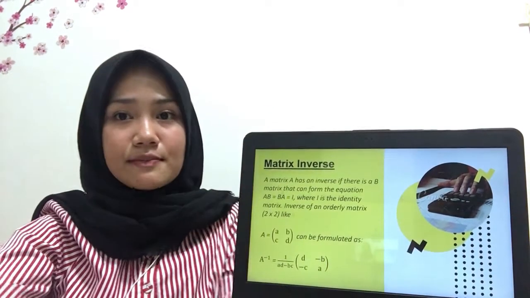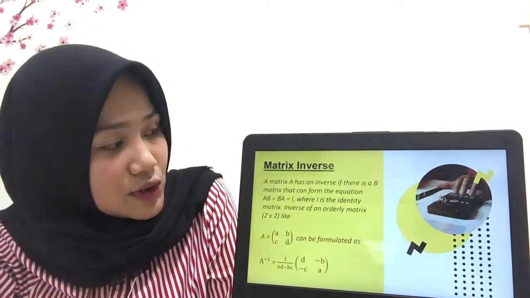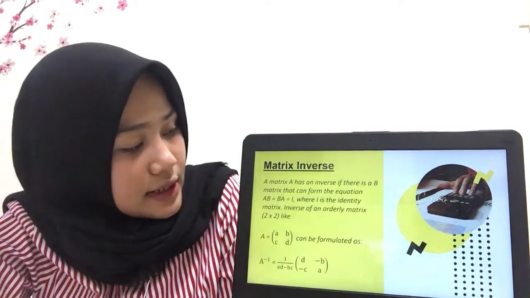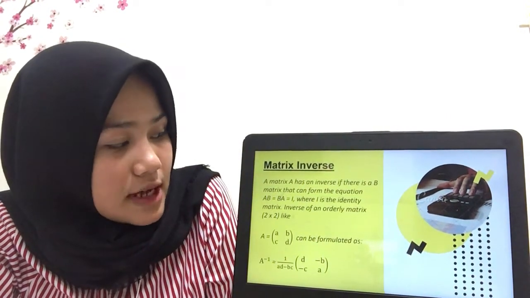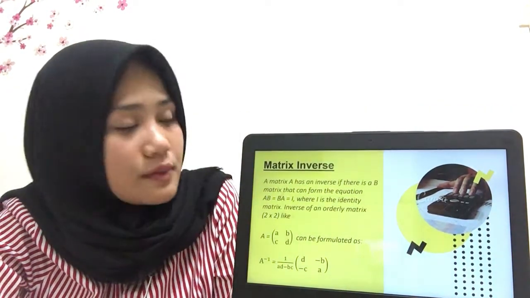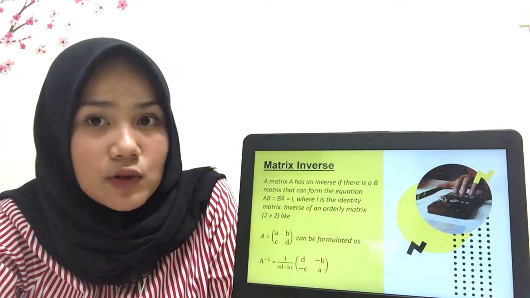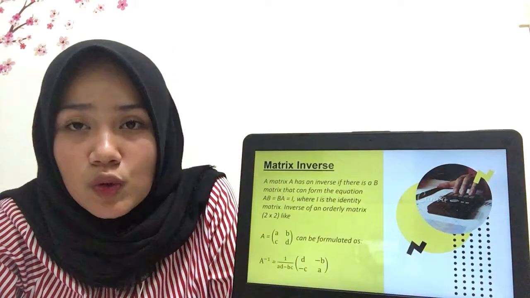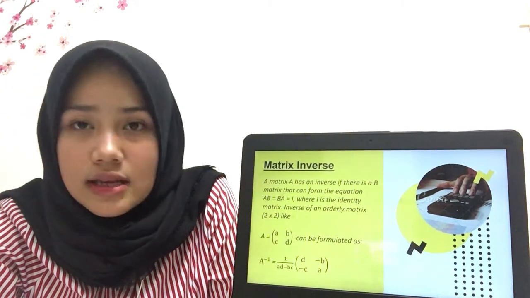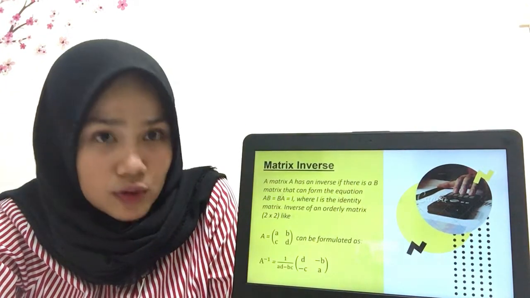Next, there is the matrix inverse. A matrix A has an inverse if there is a matrix B that satisfies the equation matrix A multiplied by matrix B is equal to matrix B multiplied by matrix A is equal to I, where I is an identity matrix.